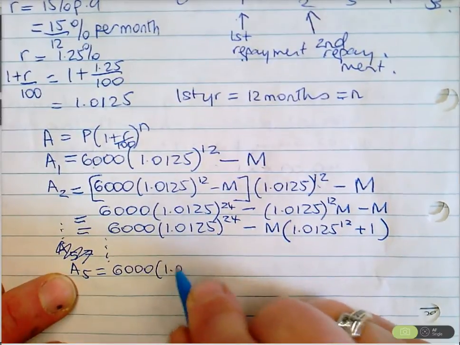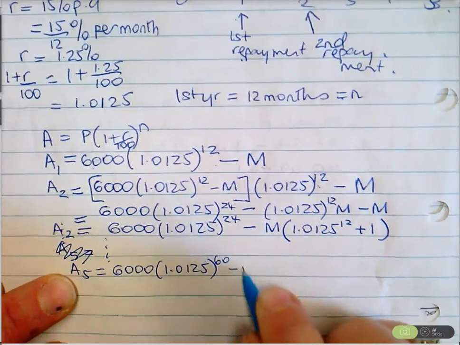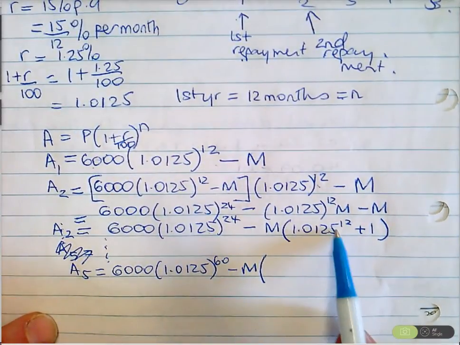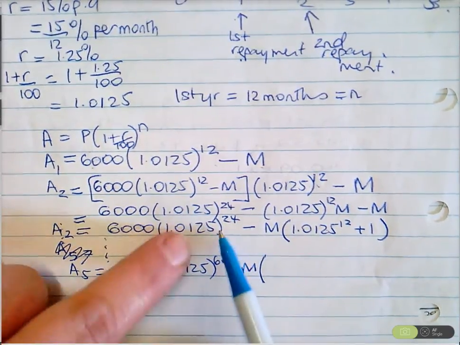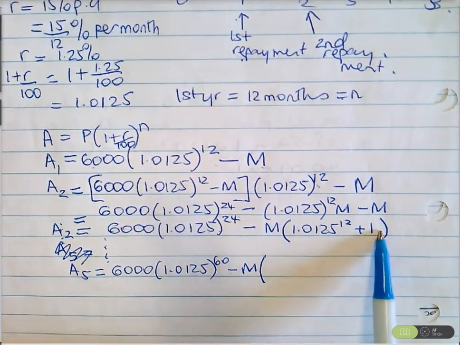6,000, 1.0125 to the power of what? Minus m times. Well, it would be the next power down from 60, 48. See how this is 24, which is equivalent to 2. This is 1 year, and that's no year. Like, that's just the number 1.